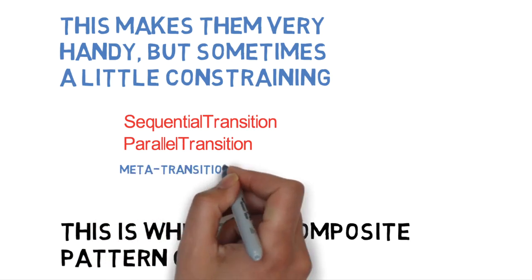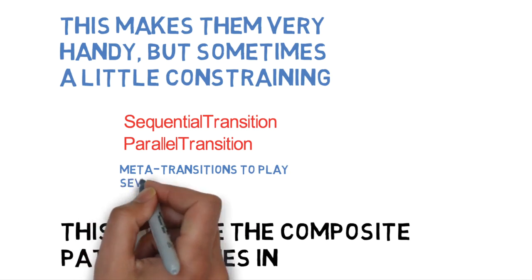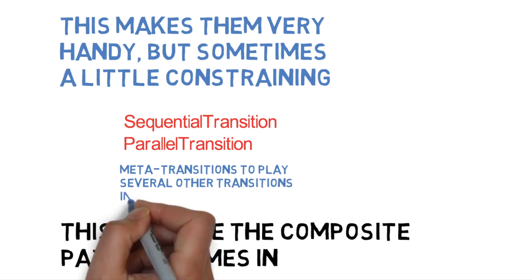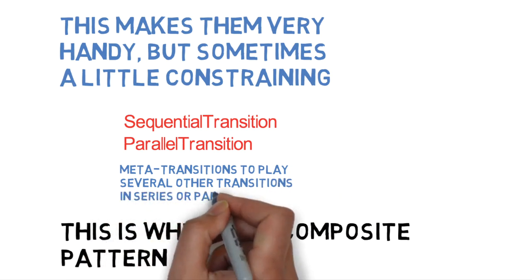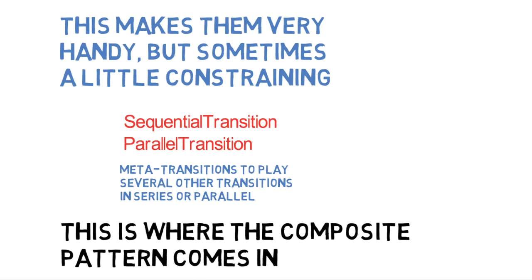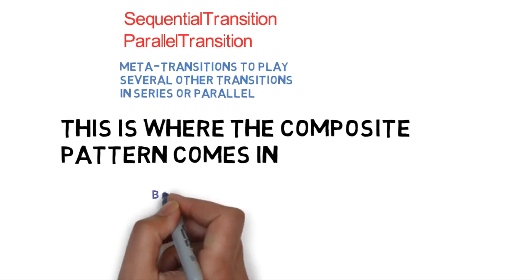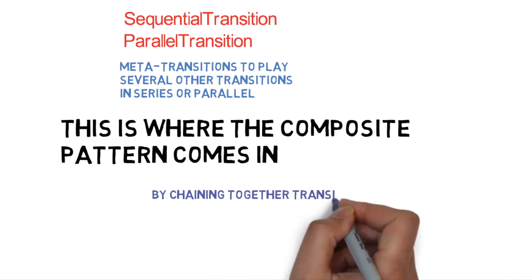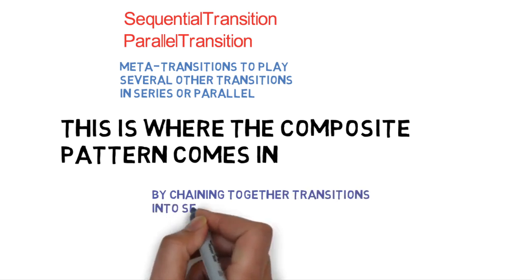Sequential and parallel transitions are meta transitions which place several other transitions either in series, in a sequence one after the other, or in parallel, all at once. So say you've defined 5 transitions which basically change the shape of an object, rotate it, fade, have a stroke property. Sequential and parallel transitions will allow you to have all these effects played together or in a sequence. By chaining together transitions either sequentially or parallelly, we can achieve surprisingly complicated animated effects.